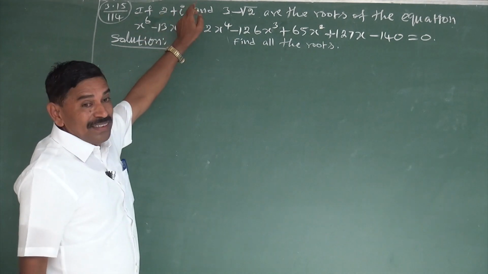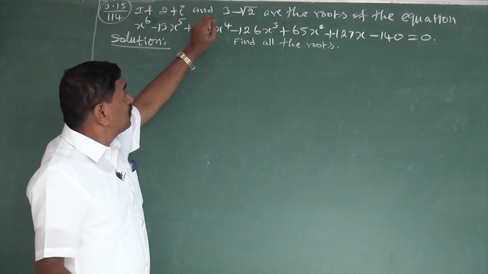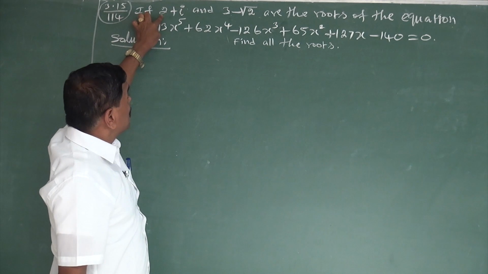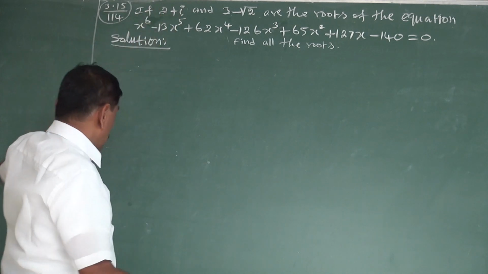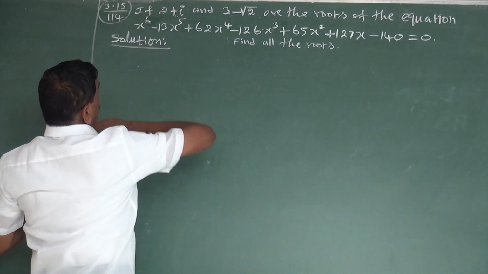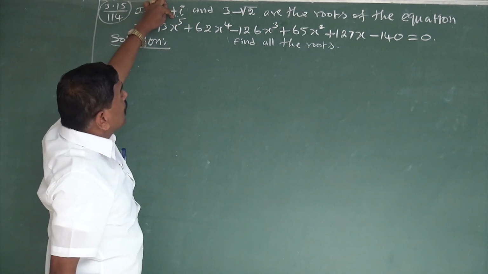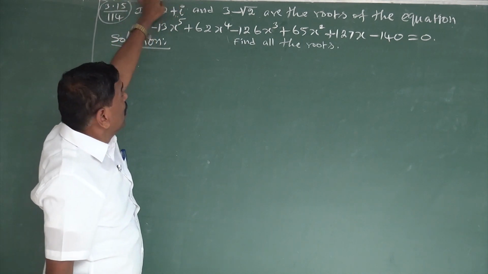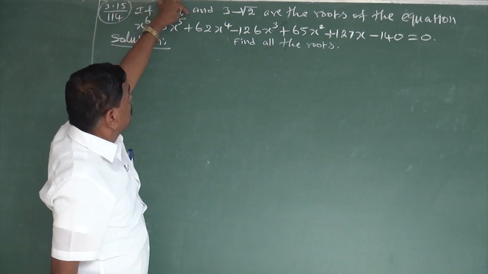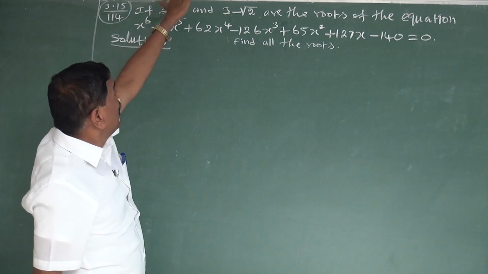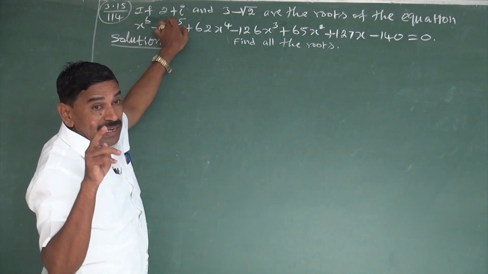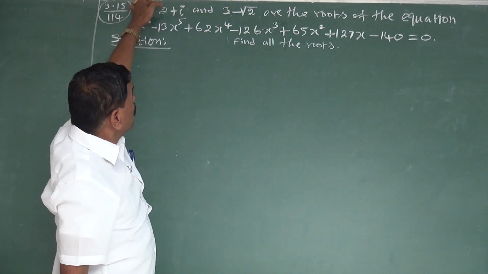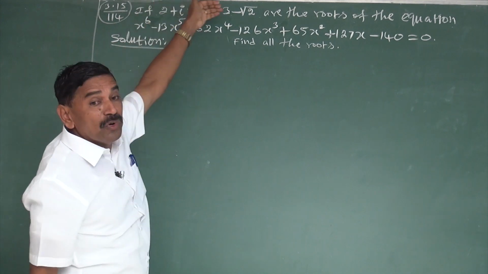What is 2 plus i? 2 plus i is a complex number, where 2 is a real part and i, coefficient 1 understood, is said to be the imaginary part. So together 2 plus i is a complex number. And we know that if 2 plus i is 1 root, then 2 minus i is also a root. So using 2 plus i and 2 minus i, we want to frame one quadratic equation.